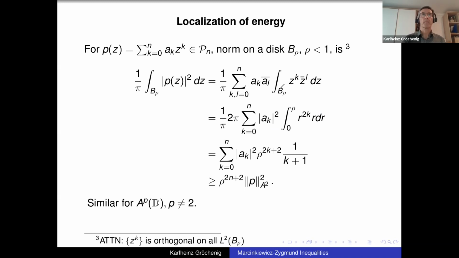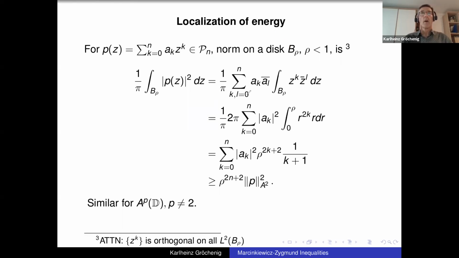in the analysis. So first idea is localization of energy. So the norm on Bergman space is the area measure on the unit disk. Now, for the finite dimensional subspace of polynomials of degree n, you can restrict to smaller disks and still obtain an equivalent norm. So let's do this calculation. We take a polynomial of degree n, coefficients a sub k, and we compute the L2 norm restricted to a disk of radius rho.